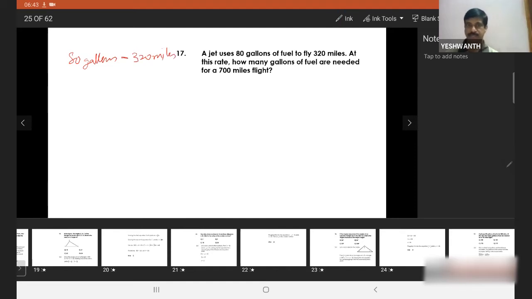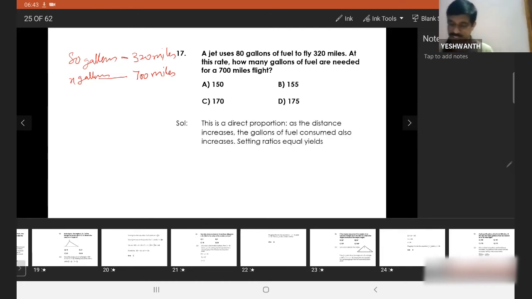So at this rate, how many gallons of fuel are needed for 700 miles of flight? As distance increases, the amount of fuel required also increases. If distance decreases, the amount of fuel also decreases. Means this is directly proportional. So it is directly proportional.